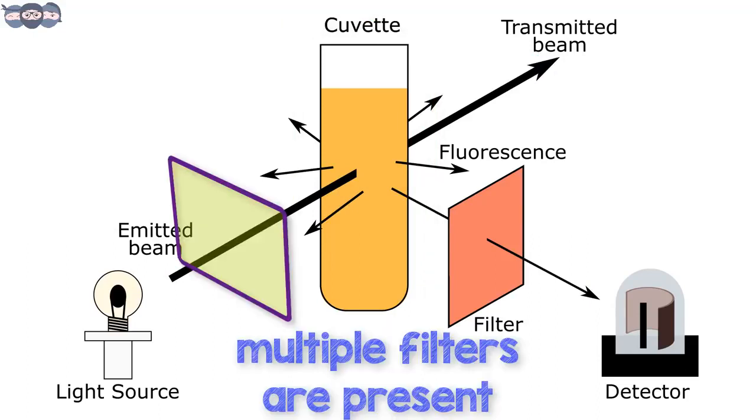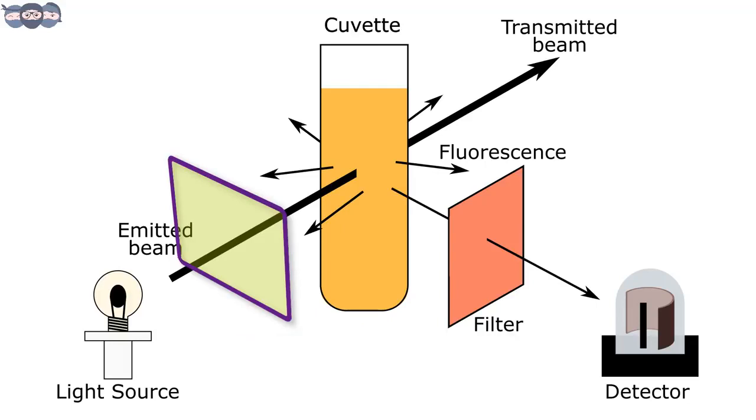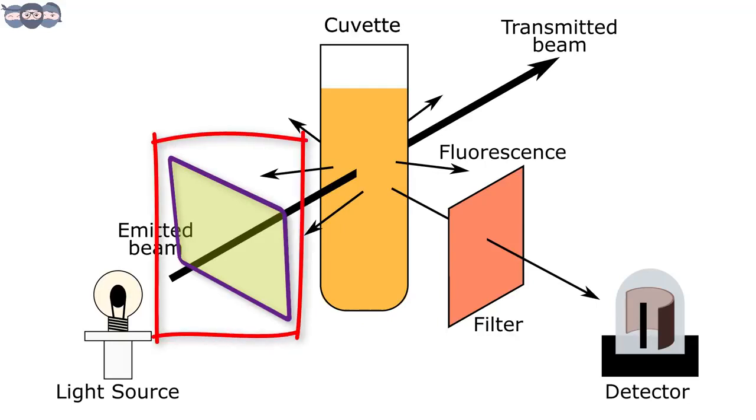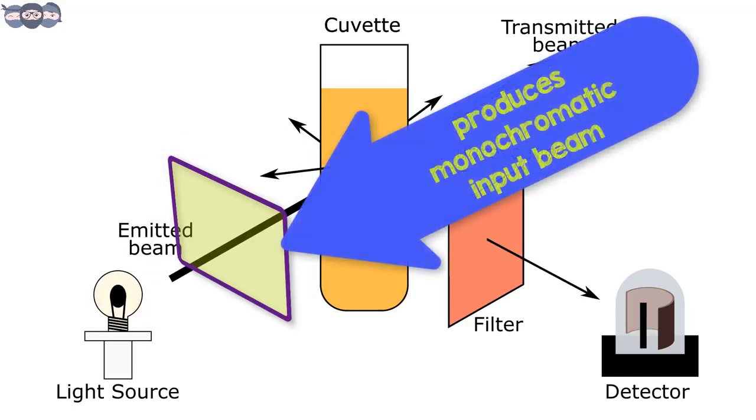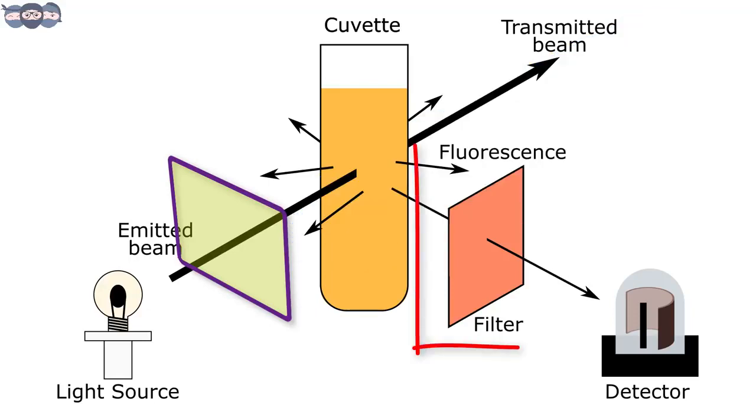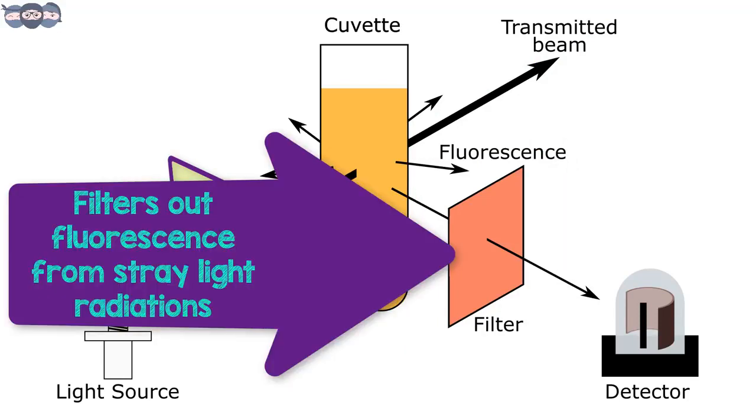These instruments are equipped with multiple filters or monochromators. One filter is placed between the light source and the analyte. This filter helps to achieve a good monochromatic beam of a particular wavelength that would be absorbed by the analyte. The second filter is placed between the analyte and the detector. This filters out the phosphorescence radiations from the stray light, and only fluorescence is measured.